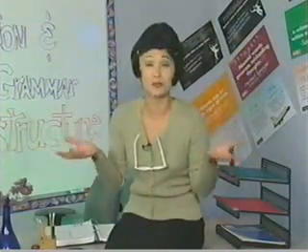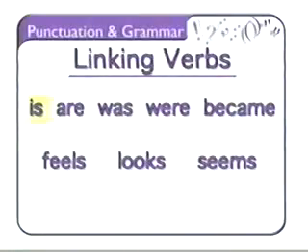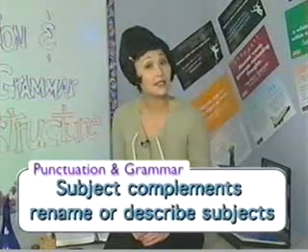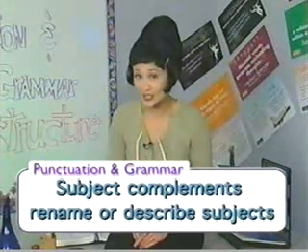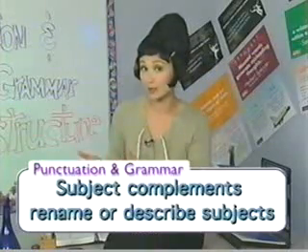All of the to be verbs are linking verbs. Is, are, was, were, and became. Other linking verbs like feels, looks, and seems connect subjects to subject complements as well. Subject complements are nouns or adjectives that rename or describe the subject.